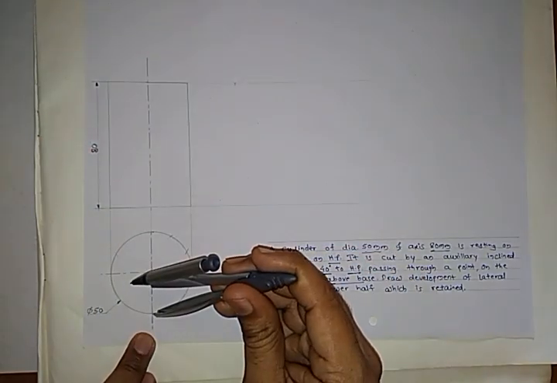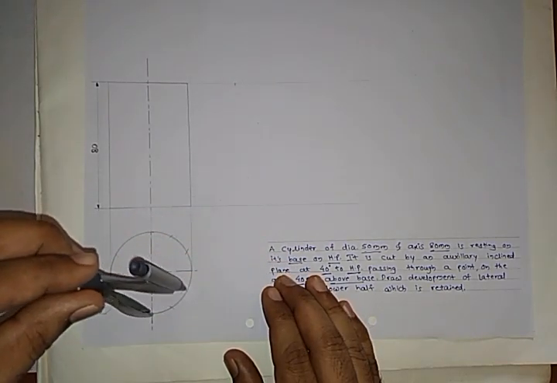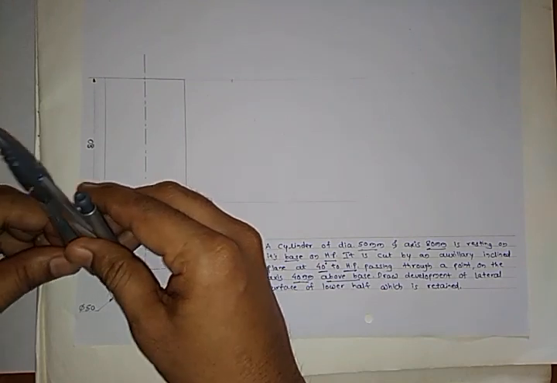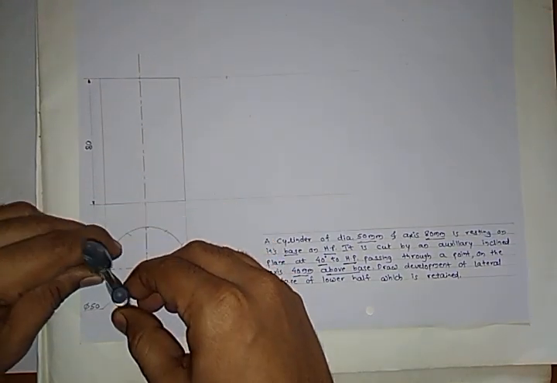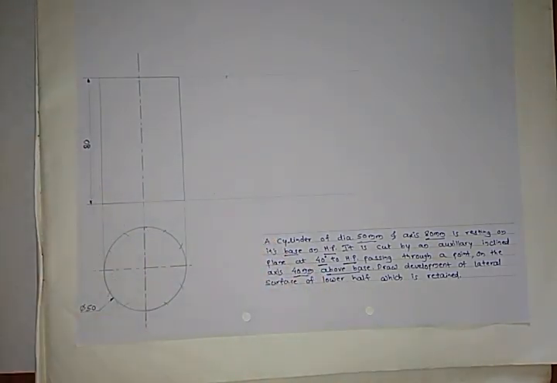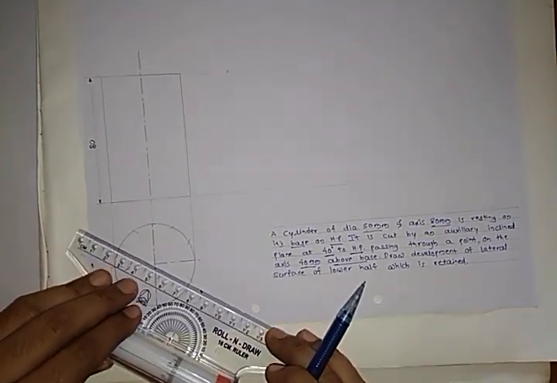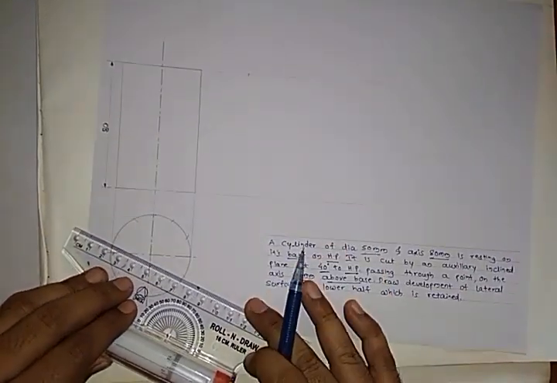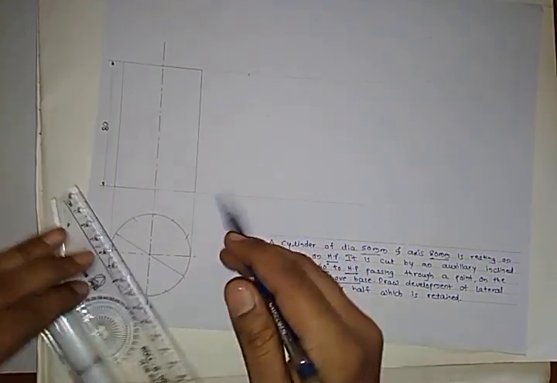Selected 4 centers, and by taking a radius I can mark 2 arcs on either side of that center. Now I need to join all these points with each other. In this way I can join it.